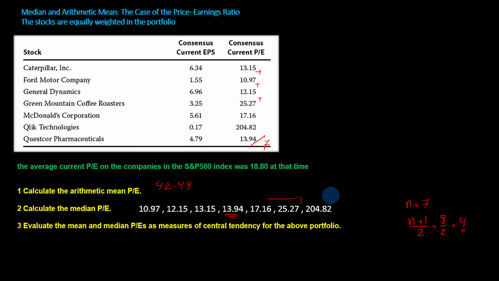And as for the mean, if we were to trim these observations, let's say get rid of this Click Technology as the largest PE and also the lowest, Ford Motor, if we get rid of these two and then calculate the mean, then our mean will come out even lower than the S&P 500 index. So excluding the largest and the smallest PE stocks would result in a mean that is going to be below the average PE of 18.80 for the S&P 500 index. Anyway, in this case, median appears to be a better measure of central tendency.